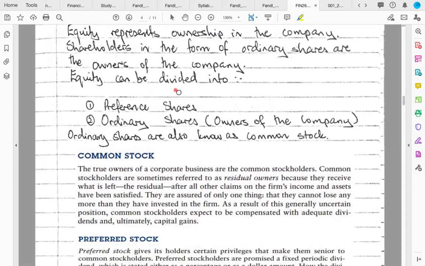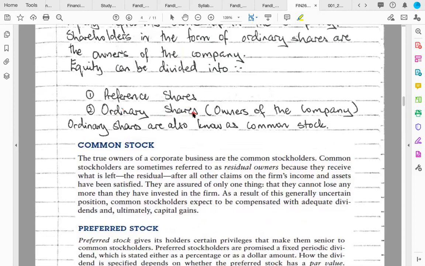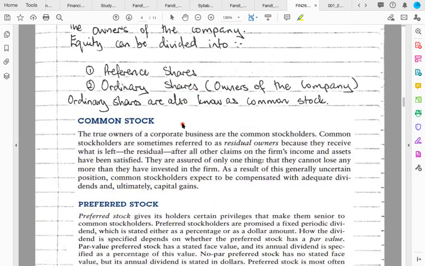These equity holders, these shareholders we're talking about, can be divided into two groups. We have preference shareholders and we have ordinary shareholders, right? Ordinary shareholders are the owners of the company. Preference shareholders do fall under equity, but they are not the owners of the company. So equity can be divided into preference shares and ordinary shares, but ordinary shareholders are the owners of the company.